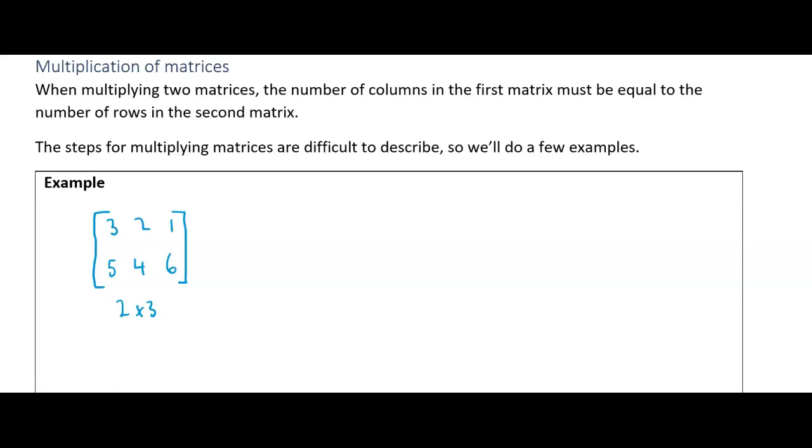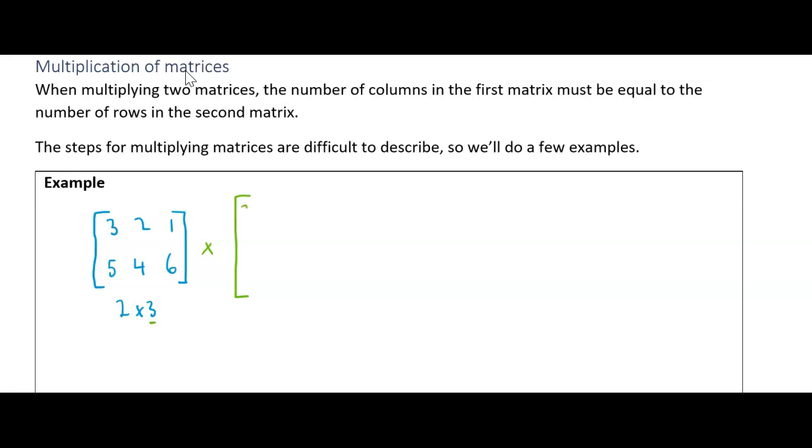With matrix multiplication, you can only multiply matrices if the number of rows in the second matrix is the same as the number of columns in your first matrix. So if I was to multiply this, whatever matrix I multiplied it by, because there's 3 columns in the first one, it would have to have 3 rows in the second matrix.